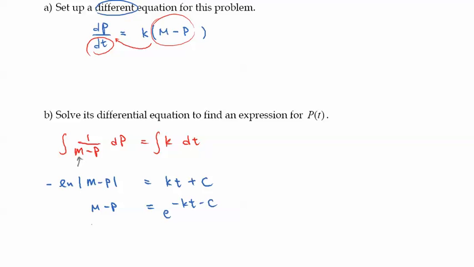And once again, as m is a constant, I can move this constant to the other side and single out the p at the end. Or in another word, as I bring the p to the other side, this will end up with m minus e to the negative kt minus c.